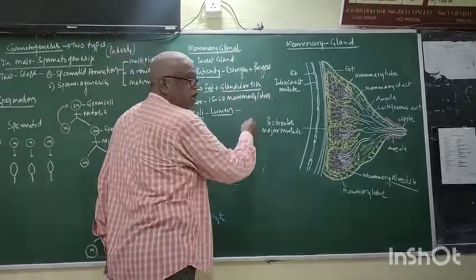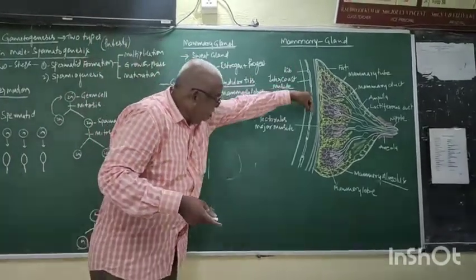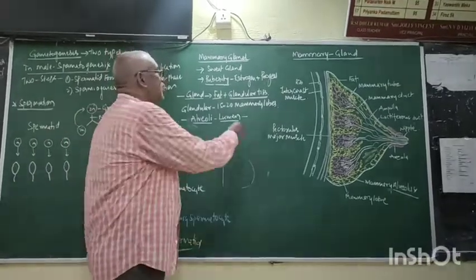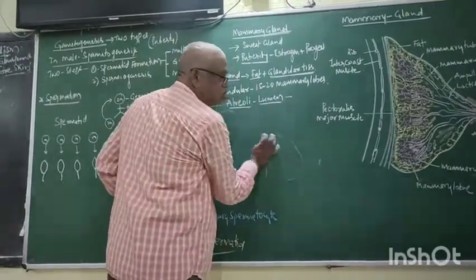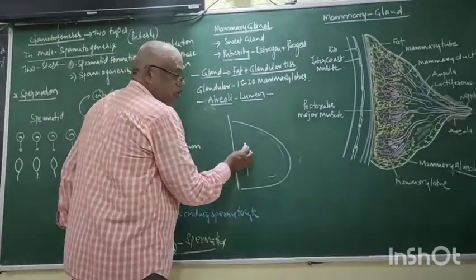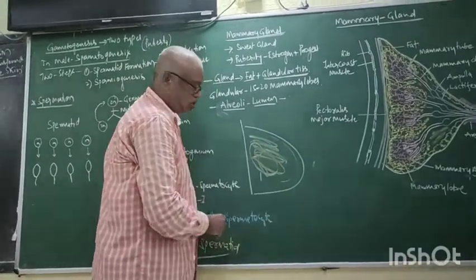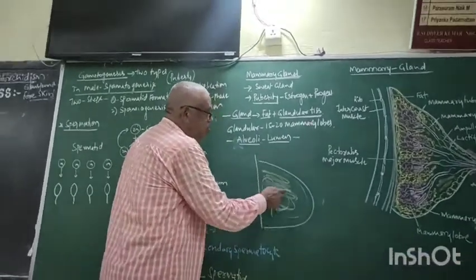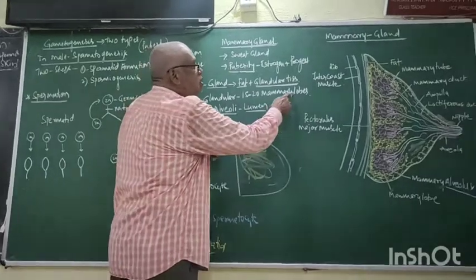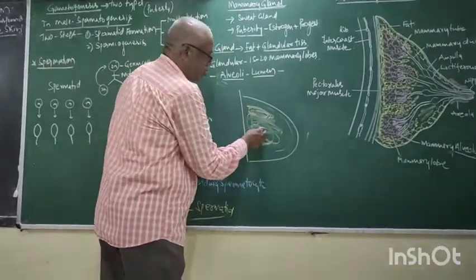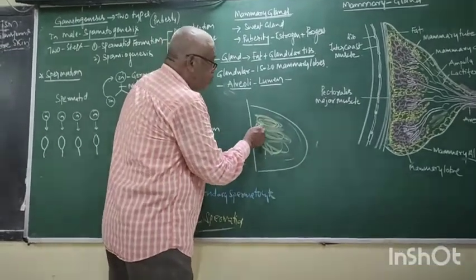Right? Now, what is glandular tissue? The name indicates gland, that is, secretion. This glandular tissue inside the gland is responsible for producing the milk. The glandular tissue in the mammary gland is divisible into some masses. This mass is called a mammary lobe. This is one lobe. These are mammary lobes.